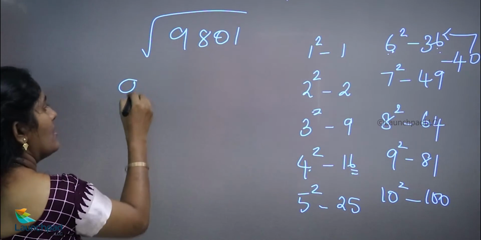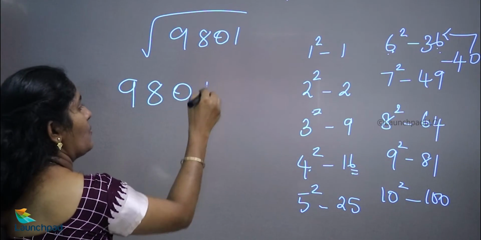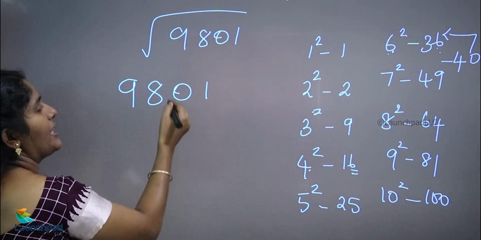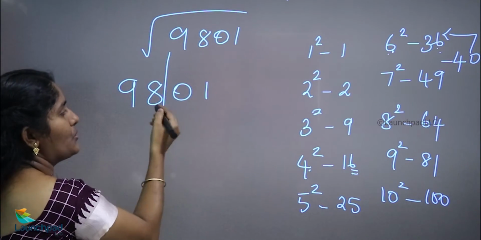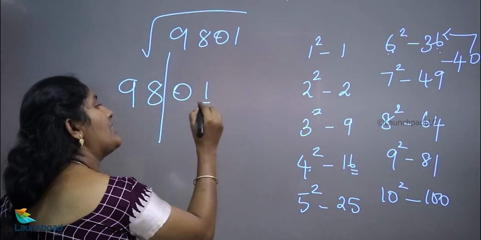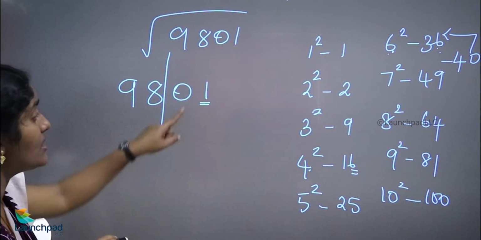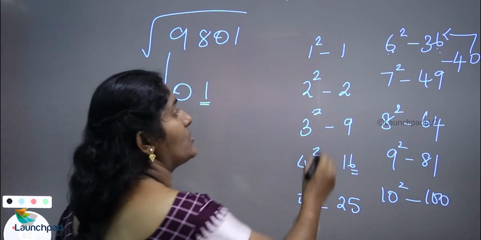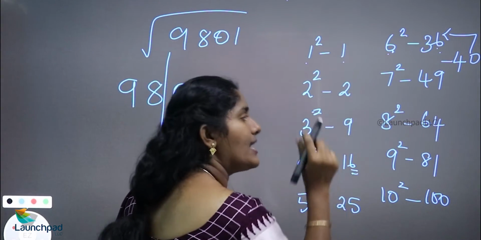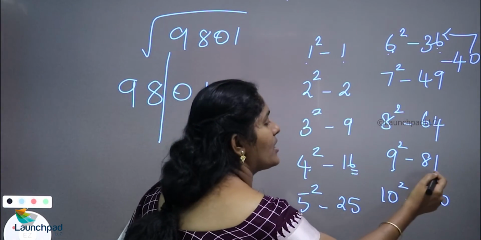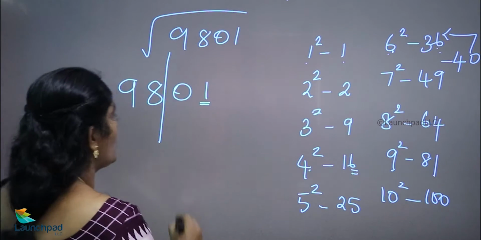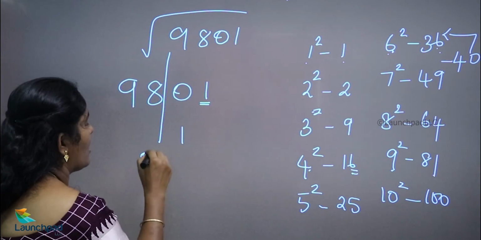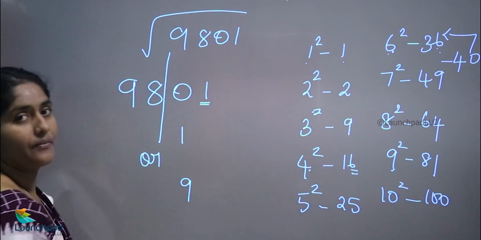9801. From your right hand side you want to split it as 2 digits. Which one is the ending digit value? That is 1. Which numbers have the ending digit value 1? 1 square ends with 1, and similarly 9 square also ends with 1. So your unit digit is 1 or 9.